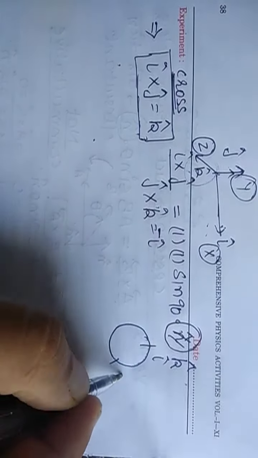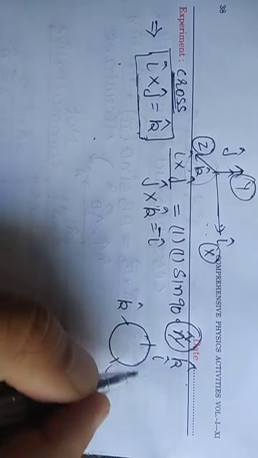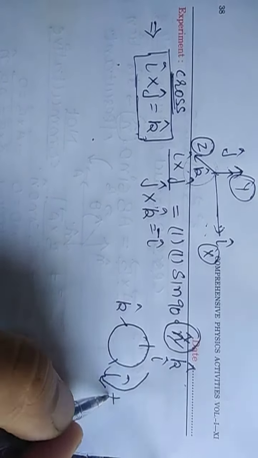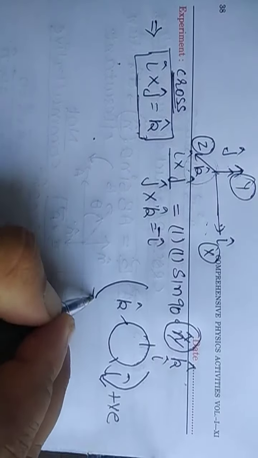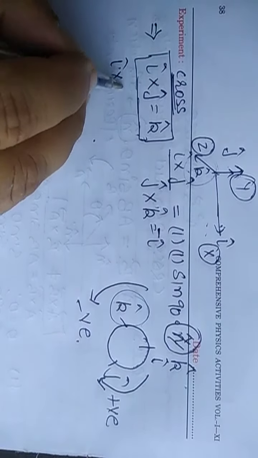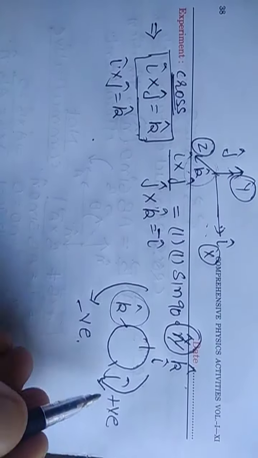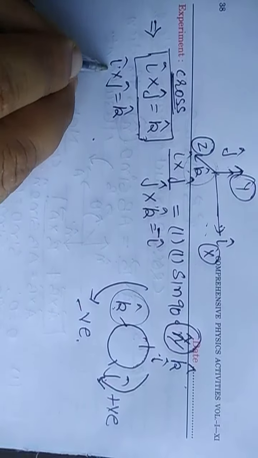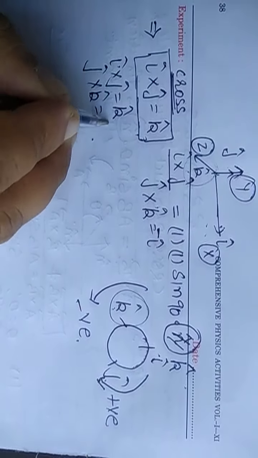You draw a circle right here, i, j, k. If you are going clockwise, then take it positive. If you are moving anti-clockwise, then take it negative. Then i cross j is equal to what? k. i cross j is equal to k. What will be j cross k? i. This is the method to learn.